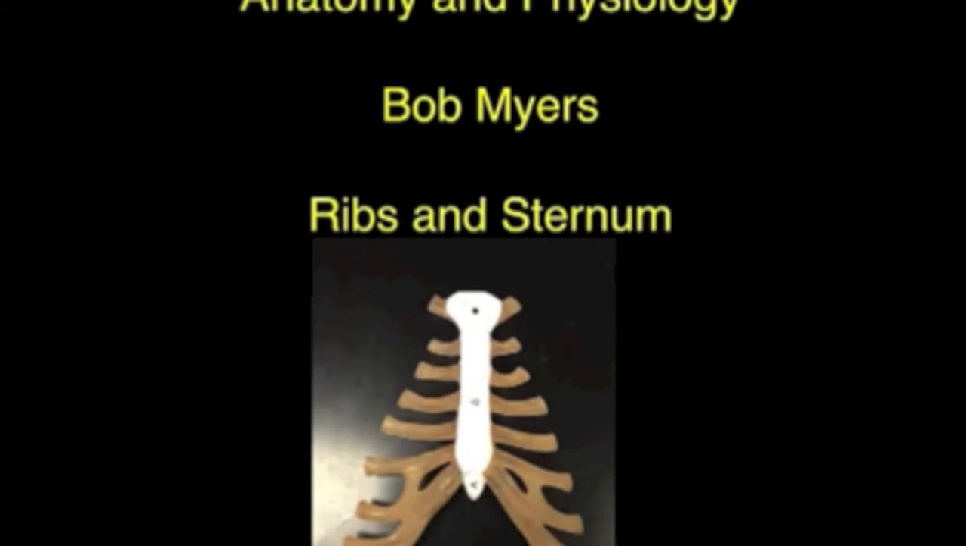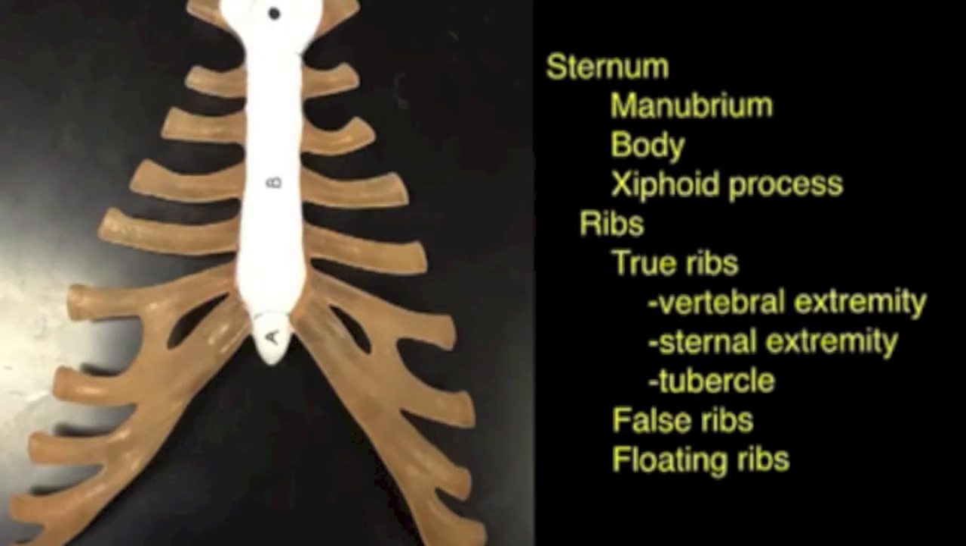This video will deal with the ribs and the sternum, which are considered part of the axial skeleton. The sternum is made up of 3 parts. It's the chunk of bone that rides right down the center of your chest. Just under your Adam's apple is a structure referred to as the manubrium.